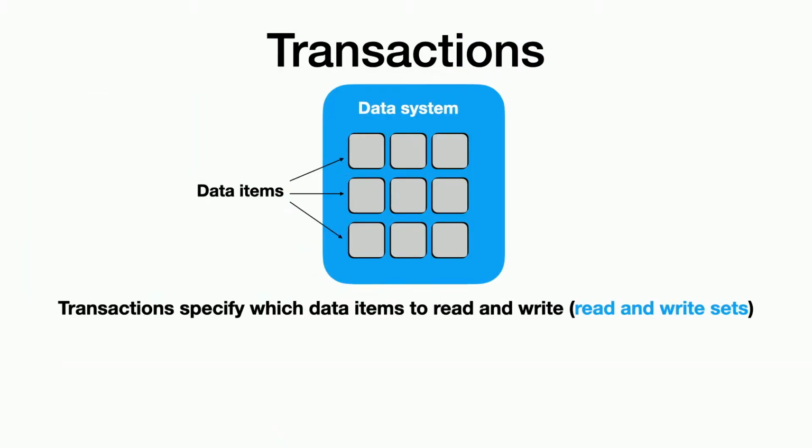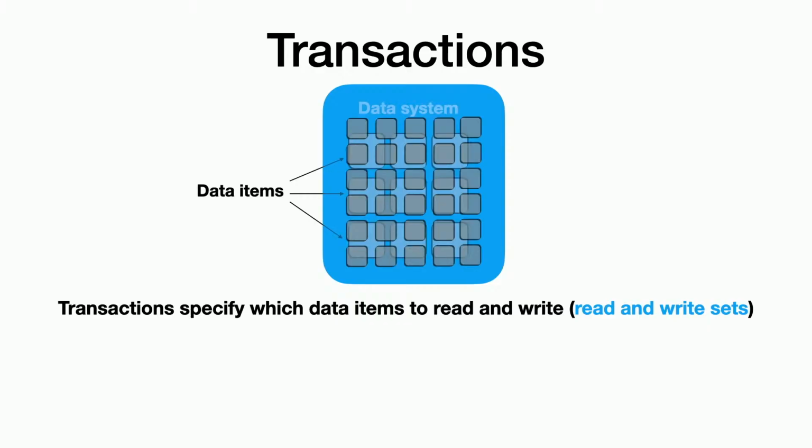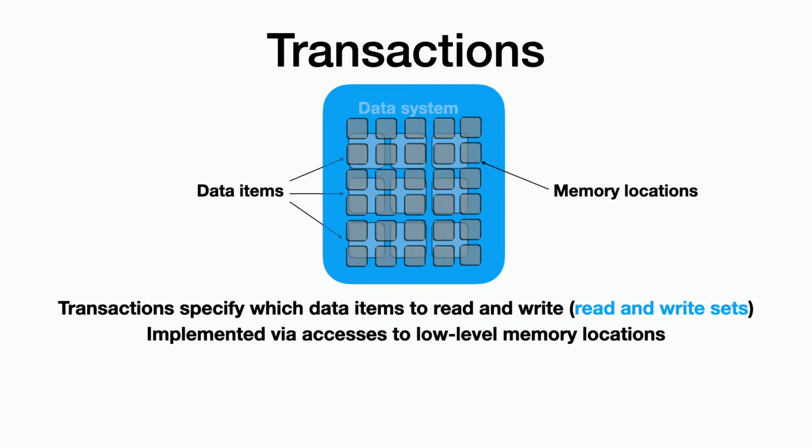Okay, but now let's talk about how transactions are implemented in practice. In reality, this data system is a little bit more complicated. It's made out of just memory locations, right? And we, as the transactional system designer, have to decide how to implement the transactions by accessing these low-level memory locations. So we can even decide how we represent each data item and what it means to access a data item.